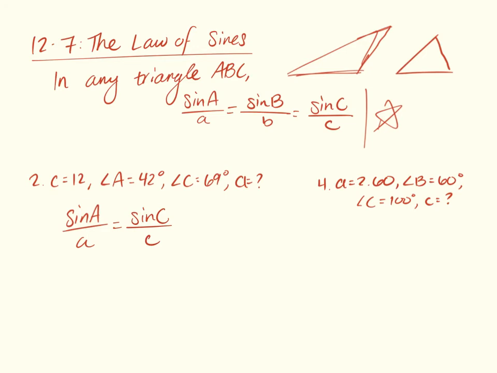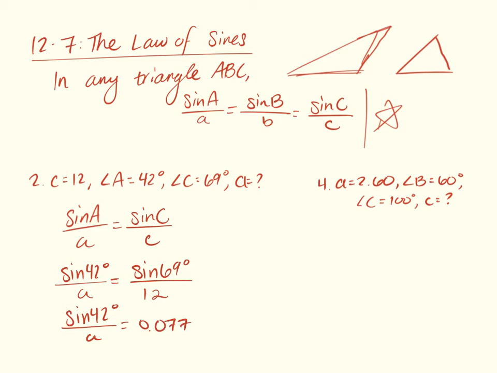So then I know what side C is, I know what angle C is, and I know what angle A is. So I'm going to plug those in. So I got sine of 42 degrees over A is equal to sine of 69 degrees over 12. So this ends up being sine of 42 degrees over A is equal to 0.0778. I want to solve for A, so this is going to be sine of 42 degrees over 0.0778 is equal to A, which is 8.60.